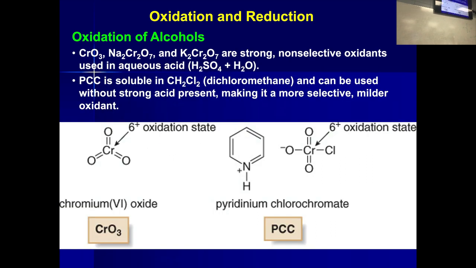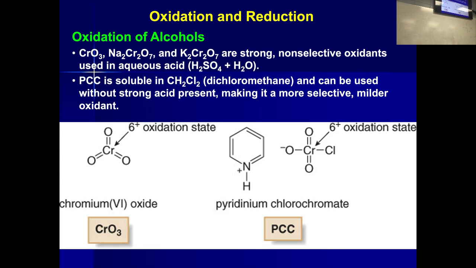Okay? There are a couple of reagents that you need to know for the purpose of this class. Notice the common thing in all of these formulas up here. What's common among all of them? Two things: Cr and O, chromium and oxygen. Anytime you see Cr and O together, you can think of that as an oxidizing agent. It will oxidize an alcohol into something.